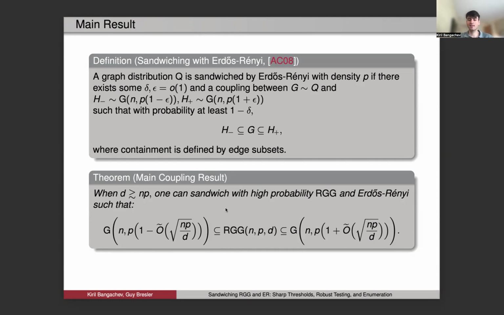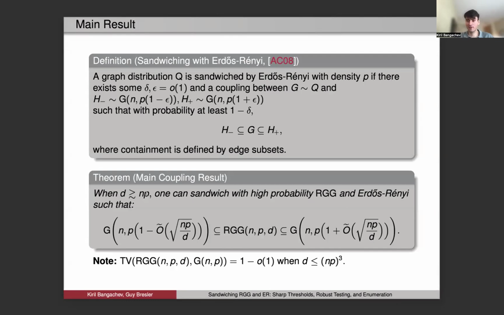One remark is that this coupling addresses a mostly unexplored regime on random geometric graphs. Most prior work in the high dimensional setting focuses on the regime when the dimension is more than n times p cubed, because we know that when the dimension is smaller than n times p cubed, the two graphs are far in total variation distance. So we cannot conclude anything about random geometric graphs by comparing in total variation with Erdos-Renyi. However, our comparison kicks in at much smaller dimension, so we can compare in a much broader regime of dimensions.